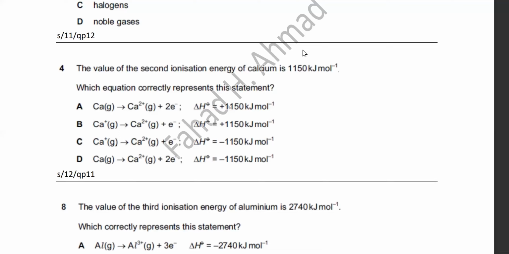So it's going to be A, right? He's talking about just the second ionization energy. Oh, okay, then it's going to be B. So it's going to be B.